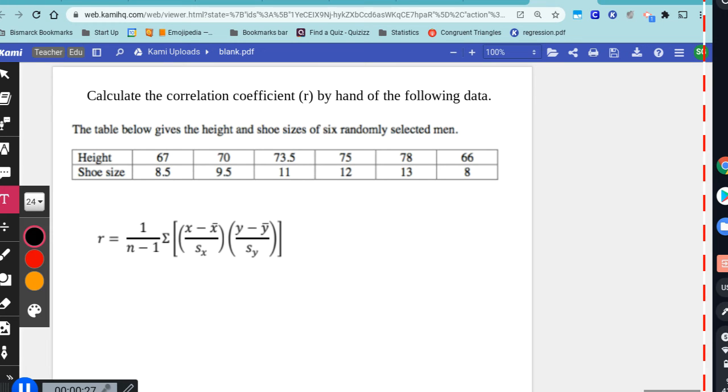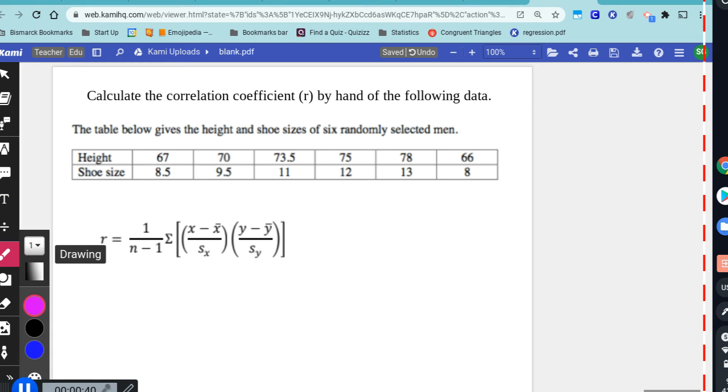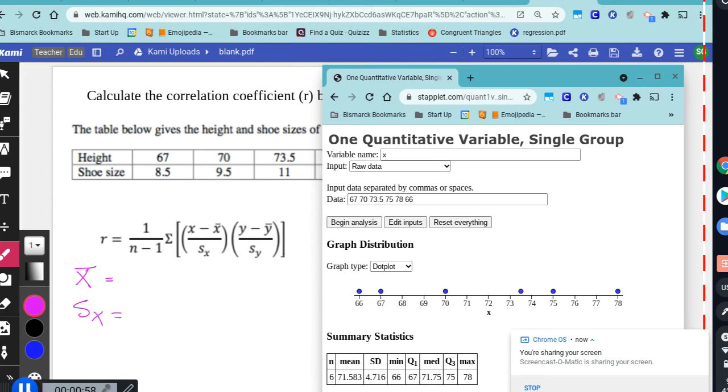Okay, so I've included the correlation formula. You'll find that in your notes. And we're going to start by doing the z-score for the x's, which is this part right there. That's the z-score for the x's. Okay, so I need to calculate what my x bar is and what my s of x is. I'm going to say that x is the height, because I would assume that height influences shoe size.